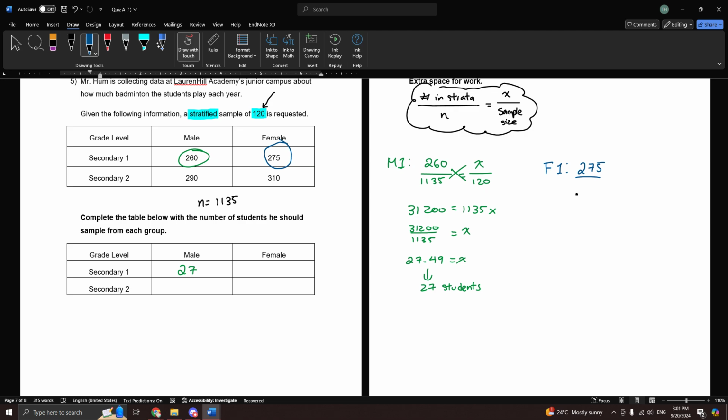Underneath it is our N, the one that we calculated by adding: 260 plus 275 plus 290 plus 310 is 1135. Okay, so we've got 1135 as my total population size. Up here I've got x, and underneath it I have my sample size, which I got from the question. So we've got 120.